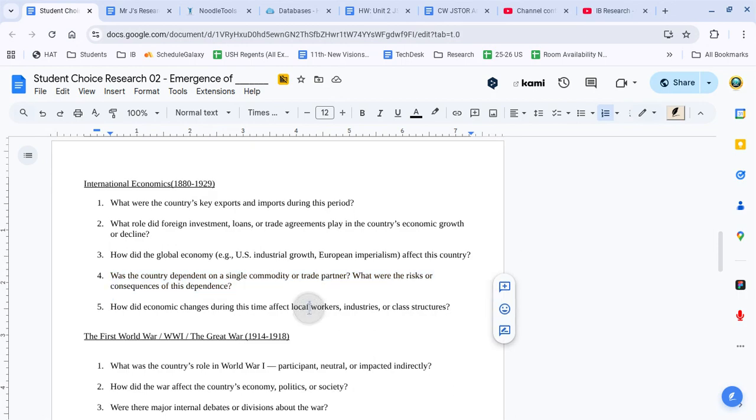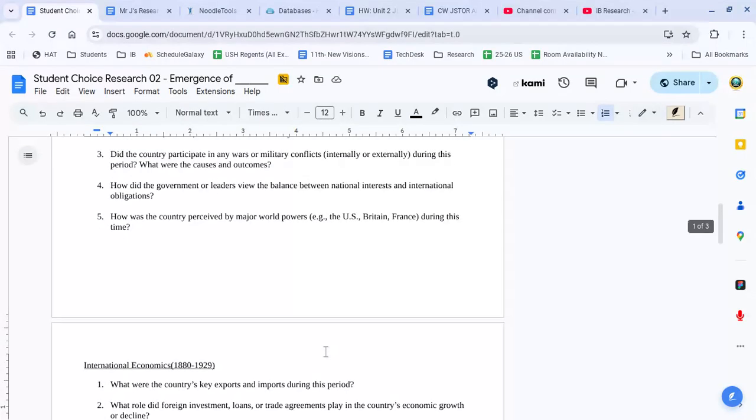And how did the economic change? Do you have a choice here? How did the economic changes impact local workers in your country, industries in your country, or even class structures, social hierarchies at this time period? These are the 5 questions for international economics.